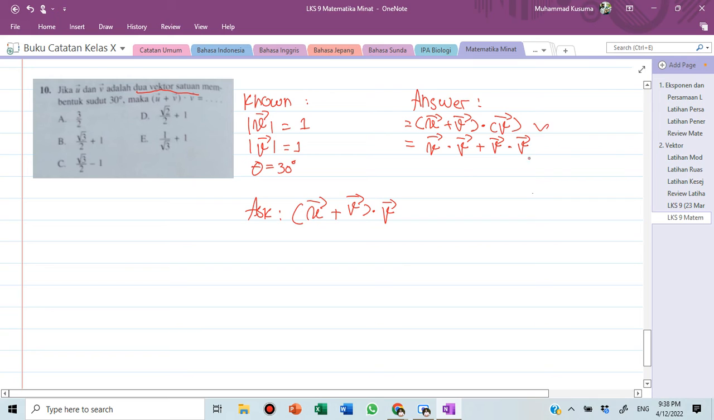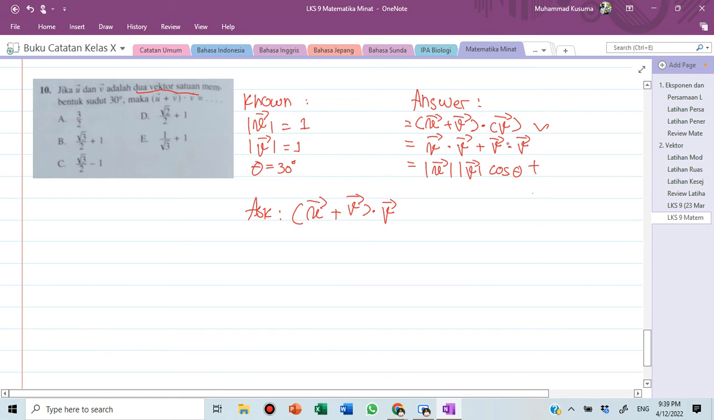It is the same as this one, but I'll just rewrite it. So this is actually the same thing, but in a different form. Now, vector u dot vector v, we could rewrite again as the magnitude of vector u times the magnitude of vector v times cosine theta. This is also one of the dot product properties. If you don't remember it, you could open your notebook and relearn about it again.